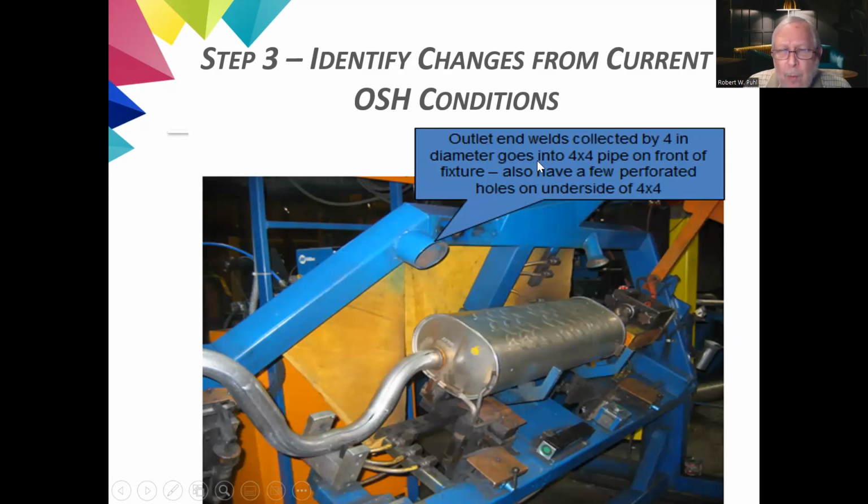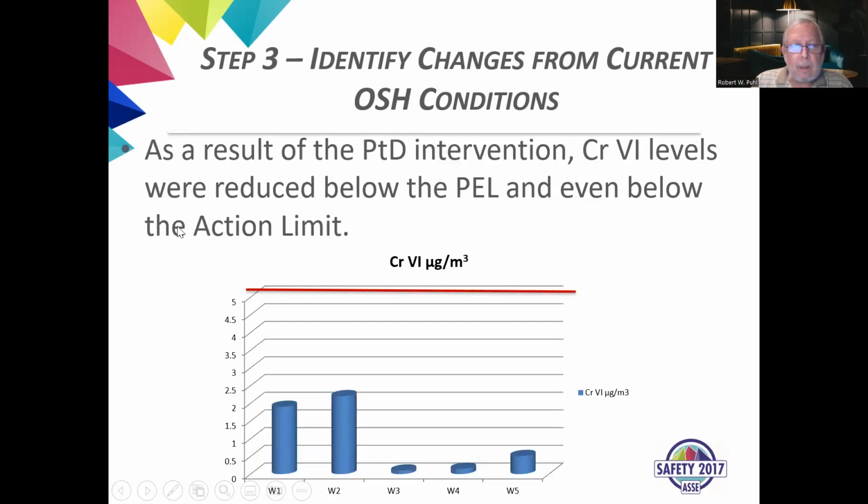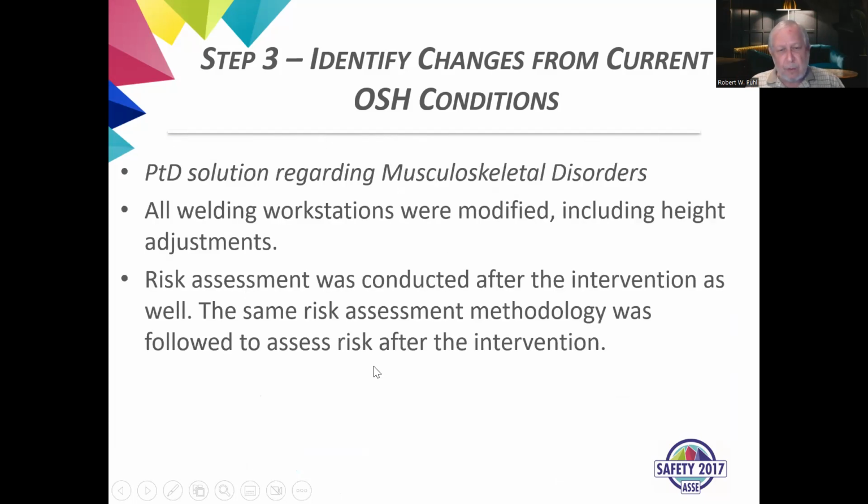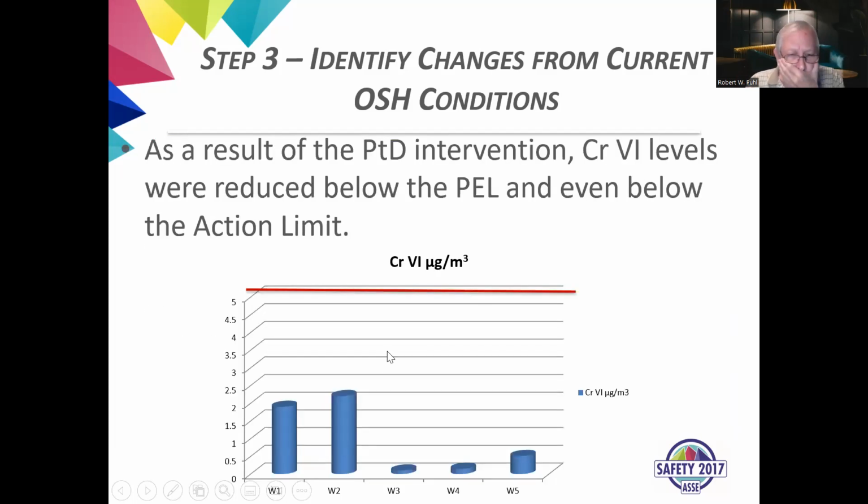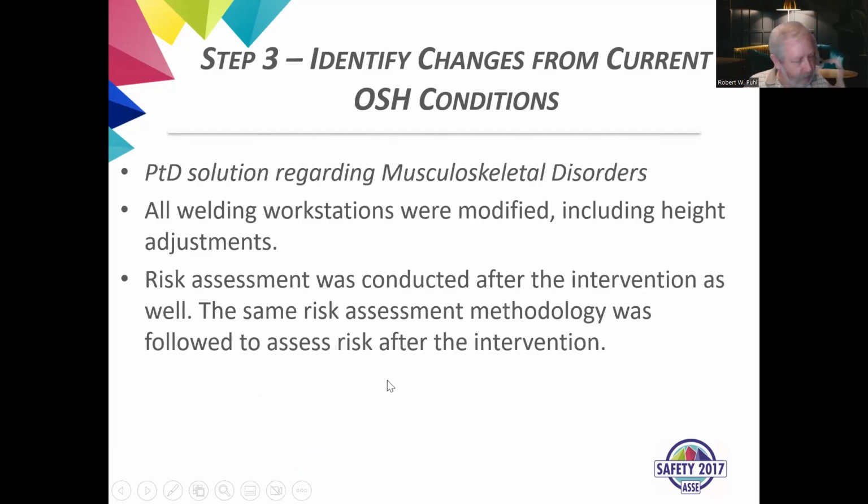Outlet end welds collected by a 4-inch diameter go into the 4x4 pipe. The front of the fixture also has a few perforated holes on the underside of the 4x4, to catch other fumes. It's a good idea. As a result of the PTD intervention, hexavalent chromium levels were reduced below the PEL and even below the action limit. So there's after you put this welding in. Big difference. Let me put the air transportation system in there, air cleaning system.